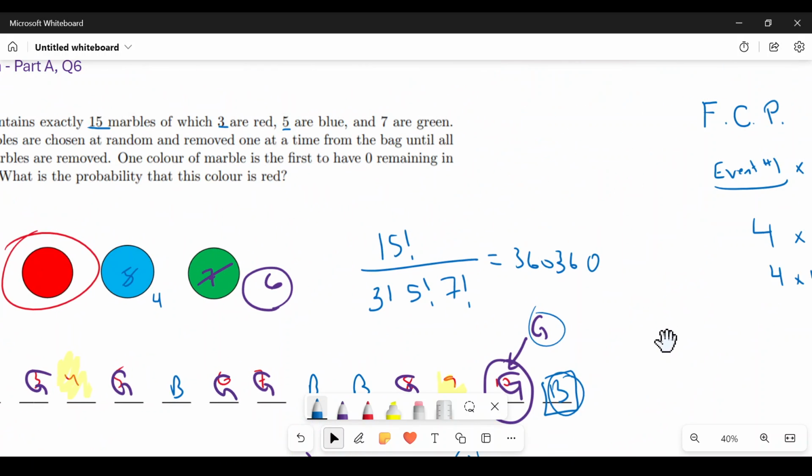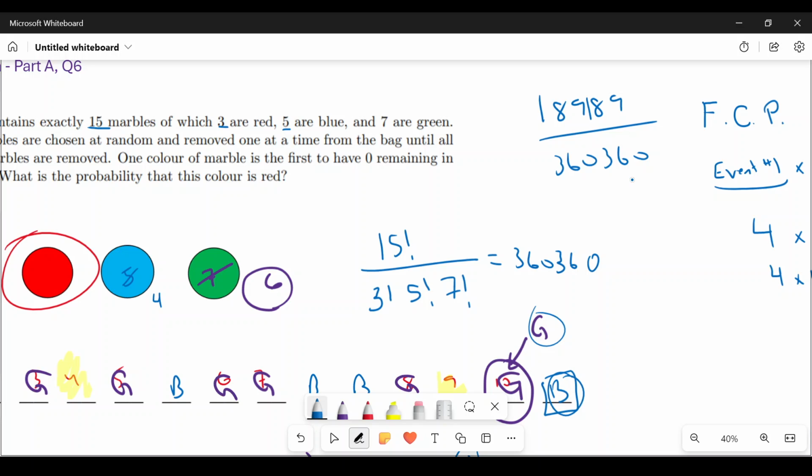So probability is the number of ways the event can happen, 189,189, over the total number of ways that the whole thing could happen. And so that is the answer to that question. Apparently it reduces. I don't know if my calculator is going to reduce that nicely. 21 out of 40, which is the answer. Hooray. Yay, math.